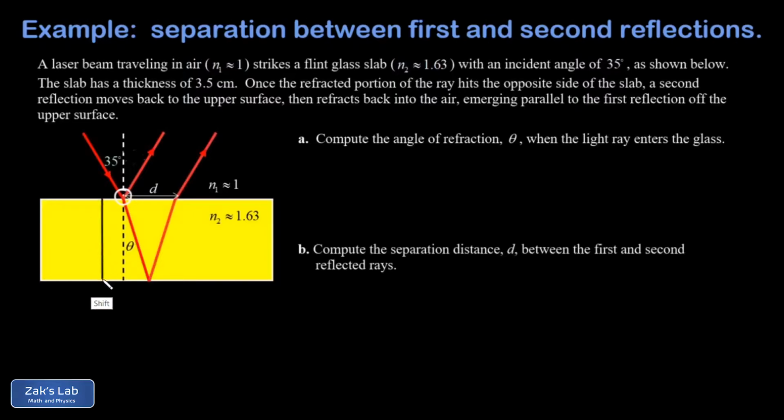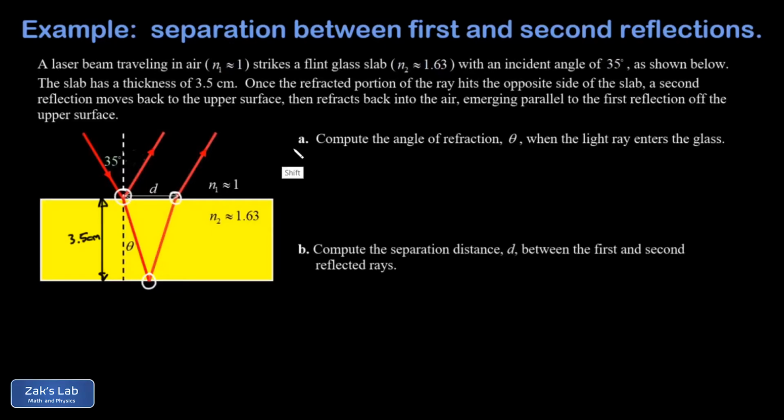We're told the glass has a thickness of 3.5 centimeters. Then that beam is going to strike the lower surface of the slab and reflect back upward. Then that reflection hits the air-glass interface and refracts away from the normal. And now I have two reflections emerging parallel from this slab. So the ultimate goal of this problem is to figure out that horizontal separation distance d between the two reflections.